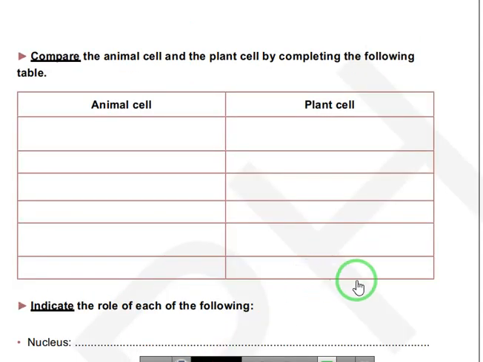Now, after watching this video, you have to solve page 91, part 1 and part 2 only on your science copybooks for Tuesday. You have to solve using the information in this video, part 1 and part 2, page 91 on your science copybooks. See you on Monday.